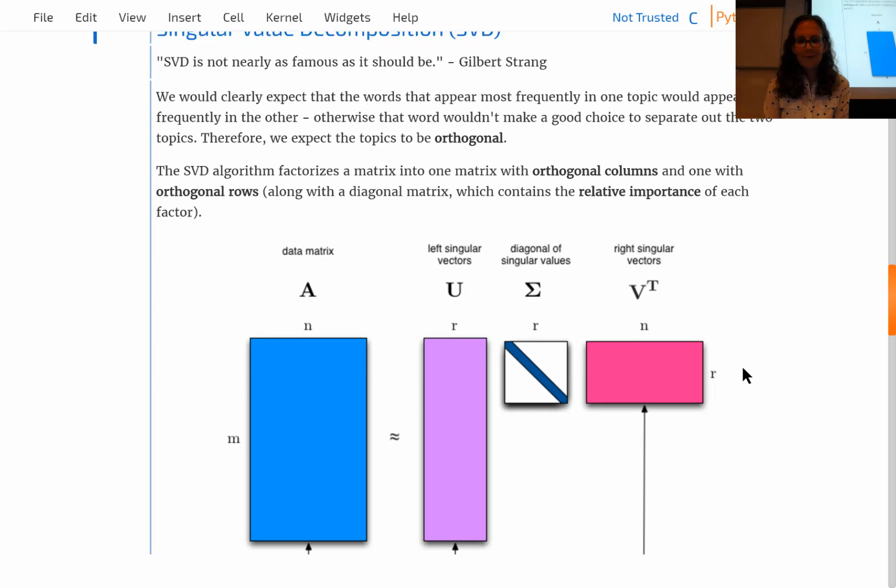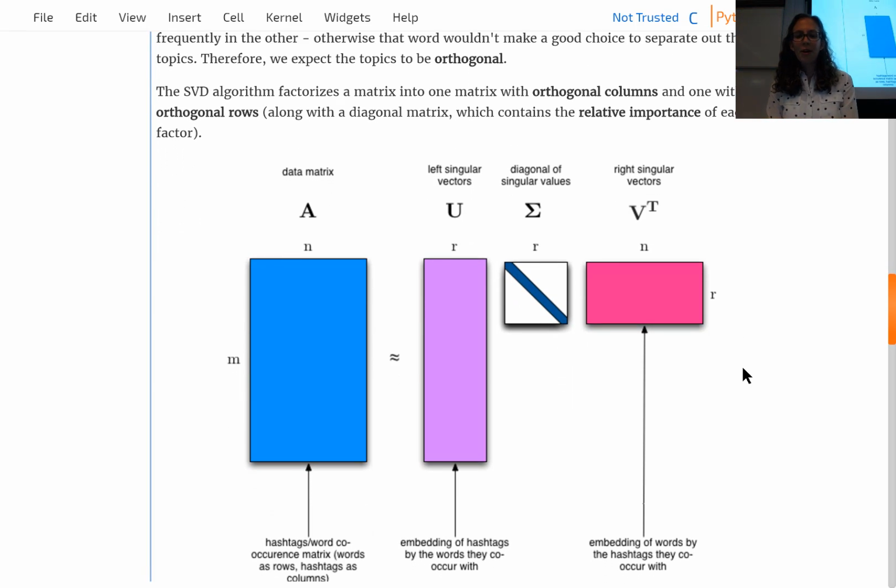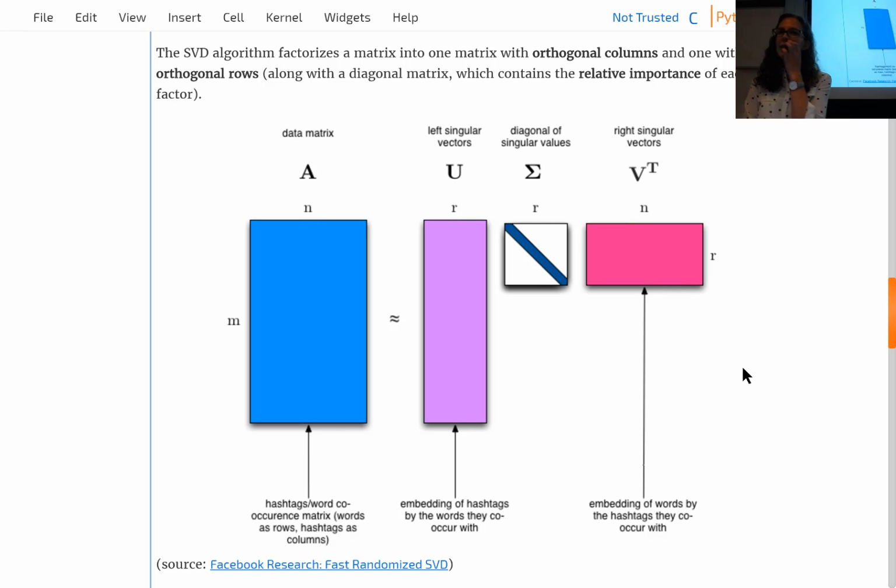So this is a nice diagram from a Facebook blog post that we're going to refer back to later. Here they're talking about the words being the rows and then having hashtags as columns. And these are frequencies of how often a word shows up in a post with that particular hashtag. And then U is the first matrix you're getting, and the columns of U are orthogonal to each other.